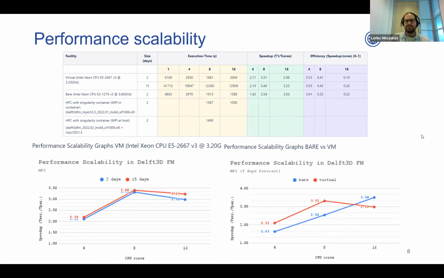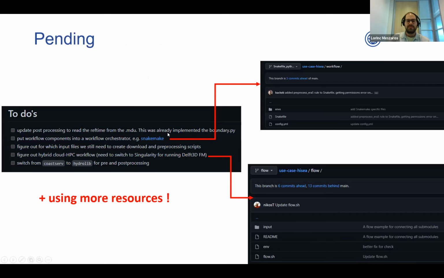And what's pending, as I mentioned, well, we work with a quite nice GitHub page that is managed by Björn. And as I mentioned, he's working on the SnakeMake, and we are working with Nikos on the HPC hybrid workflow. And we are hoping to use more and more resources, which we have the potential to do because we are able to deploy yearly or multi-year simulations and operational forecasts. But this is something that comes after we have the automatic workflow set.